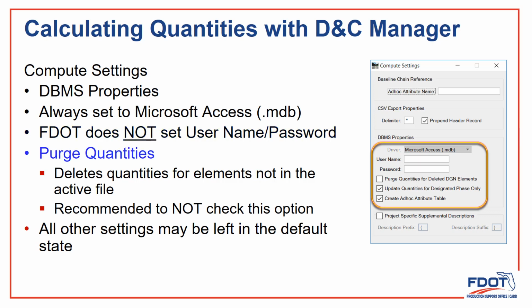Finally, it's very important not to check the checkbox for Purge Quantities for deleted DGN elements. This would clear quantities for any item that isn't seen in the current DGN file. Unless you had absolutely every quantity element from your design file, all the QTD-SRD models, as well as any other element used to generate quantities, referenced into the active DGN, anything that D&C didn't see in that design file would get deleted from your quantity database. It's just safer to leave this option not checked so you don't have to worry about things going missing from your quantity database. All of the other settings in this dialog are okay in their default settings.